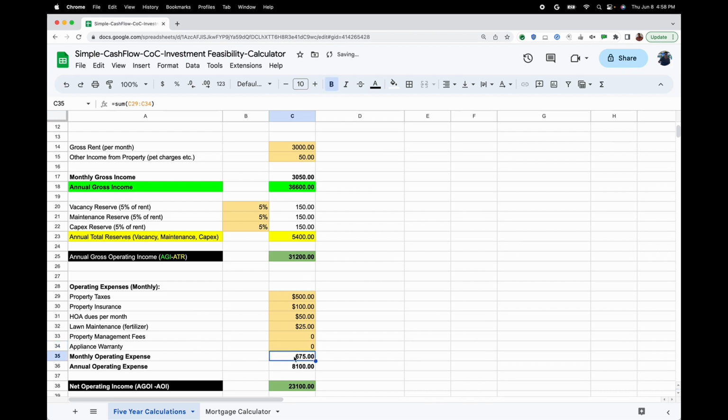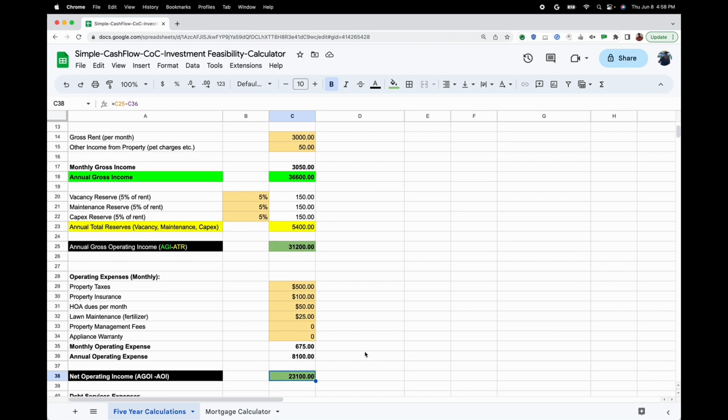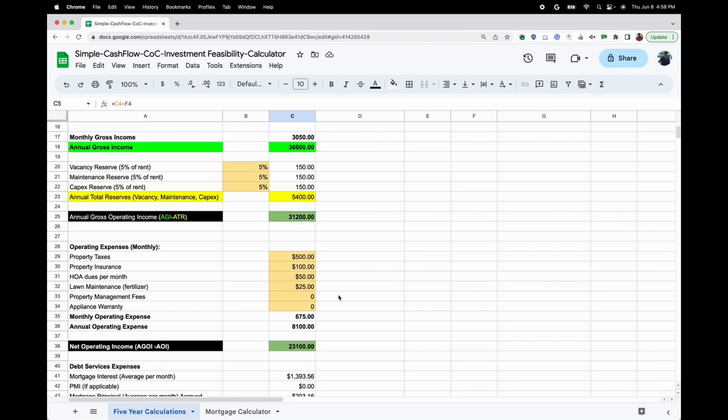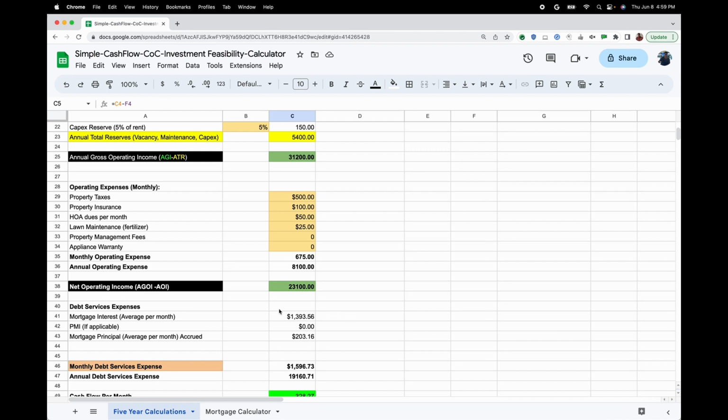And if you look, your monthly operating expense is $675, which leads to an annual operating expense of $8,100, and this now becomes your NOI. This is basically your annual gross operating income minus your annual operating expenses, and then you get $23,100 as your NOI. What you'll also see is that based on the interest rate, the years, the term, the payments, and the mortgage amount, this second tab calculates everything and tells you that your mortgage interest on average per month is going to be $1,393.56. Your mortgage principal, which is the paydown you're making, is going to be $203.